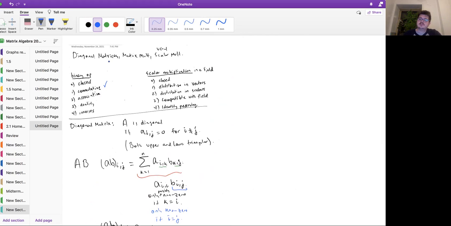Is it closed? Is diagonal times diagonal always diagonal? Yeah, I'm not going to magically get something non-zero in one of the upper or lower parts. It is associative with matrix multiplication. What's the identity? Identity matrix. Is that diagonal? Yes. I is diagonal. How about inverses?